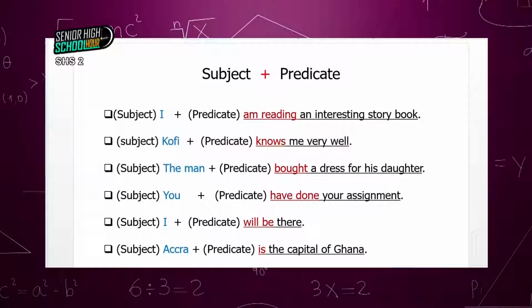Okay, so I will be there. The other one is you have done your assignment. You can't say you has done. So you has a relationship with have, but have is the head of the predicate structure. And Accra is singular. So Accra is the capital of Ghana. Is agrees with Accra. But if we had used Accra and Kumasi, then probably we would have said Accra and Kumasi are two cities in Ghana. Okay, so always the subject has a relationship with the head of the predicate.